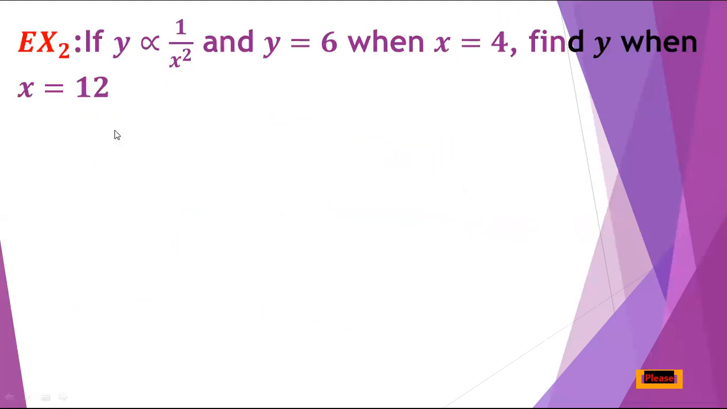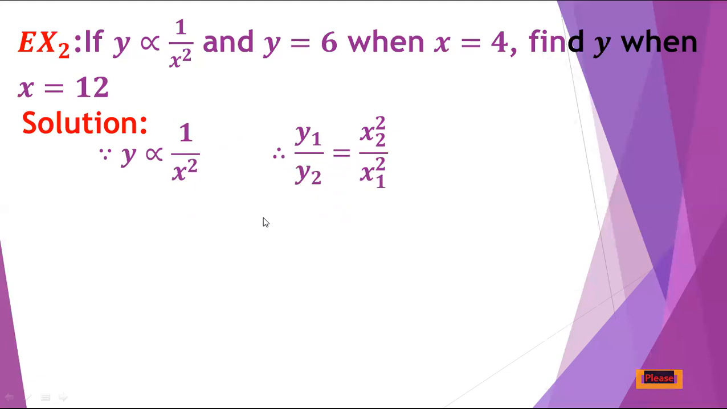Example number 2. If y varies inversely as x power 2, we will write it y varies 1 over x power 2. This is inverse variation, not direct. And we have y equals 6 and x equals 4. Find y when x equals 12. By writing the same steps, y equals, cancel the sign and put equals m. Y equals m over x power 2.